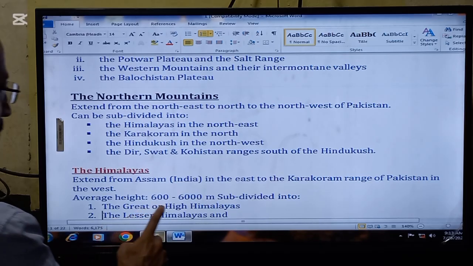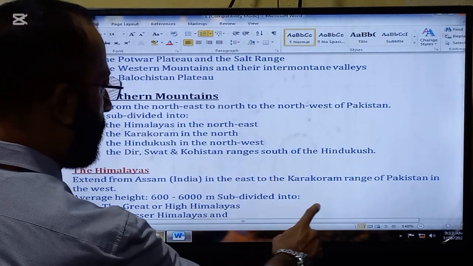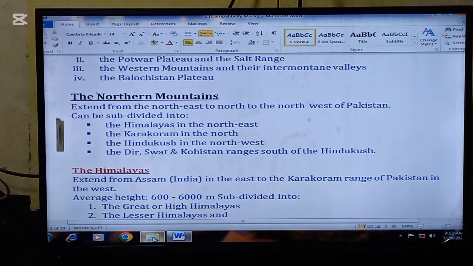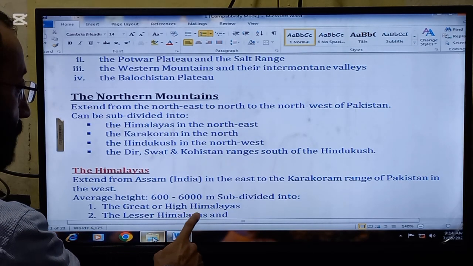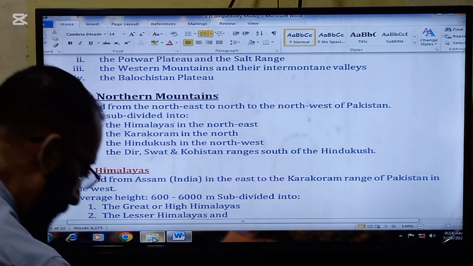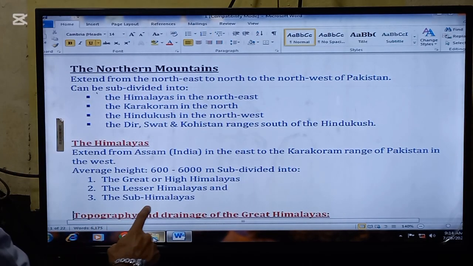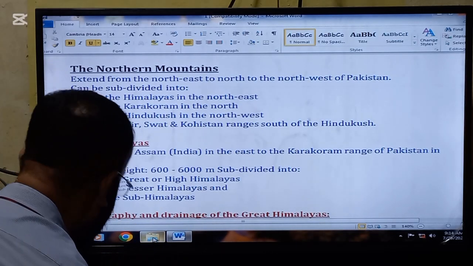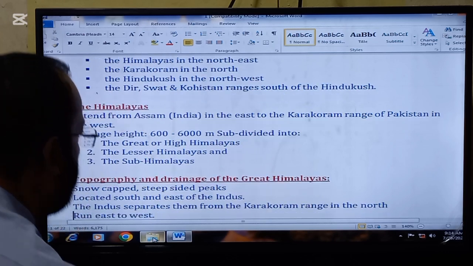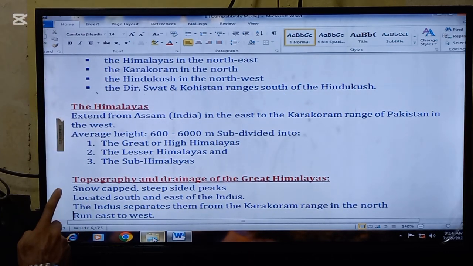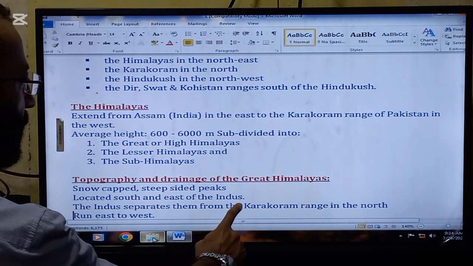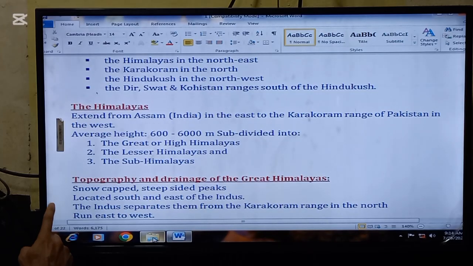They extend from Assam, India in the east to the Karakoram range of Pakistan in the west. Average height is 600 to 6,000 meters. They are subdivided into, and here are further subdivisions of the Himalayas: number one, the Great or the High Himalayas; number two, the Lesser Himalayas; and number three, the Sub-Himalayas. And here we are going to read the Great Himalayas now. Topography and drainage of the Great Himalayas.